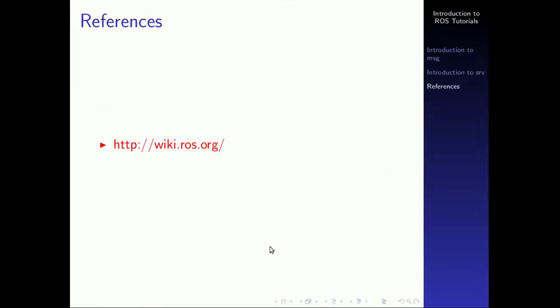So that's all for today. Hope you learned how to create MSG and SRV files and make the necessary changes in the package.xml and CMakeLists file to use them.